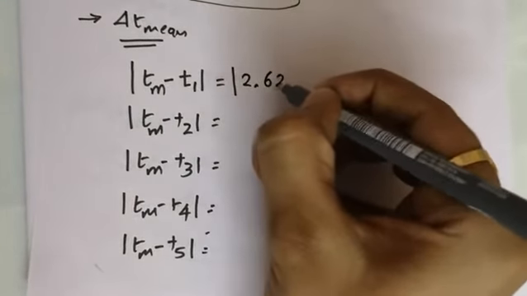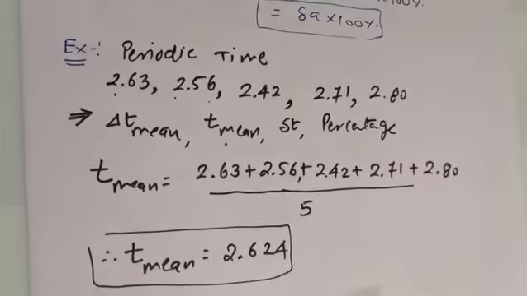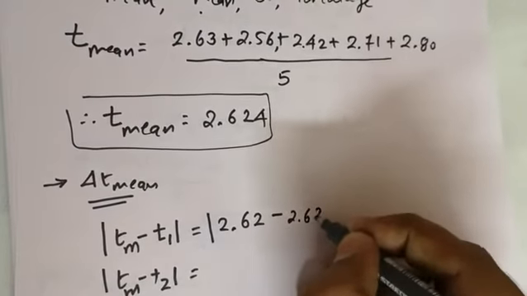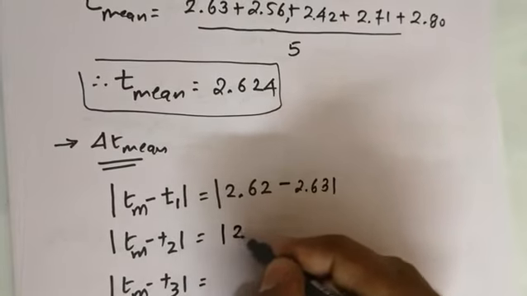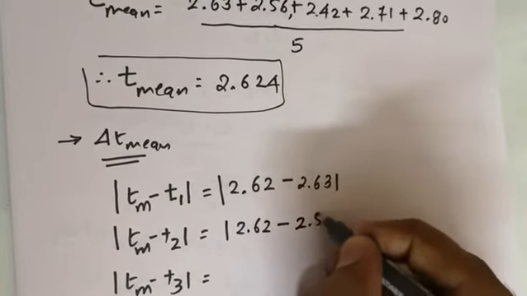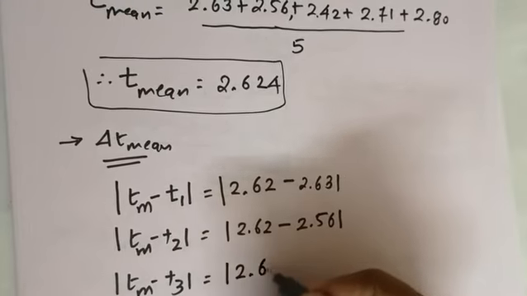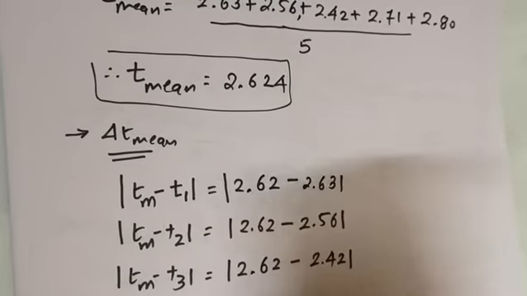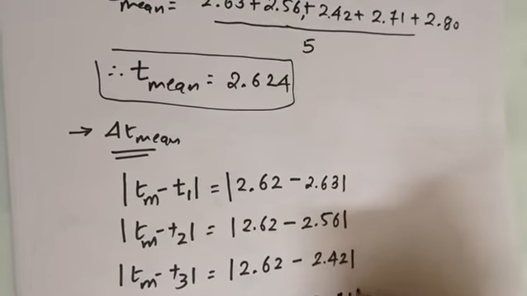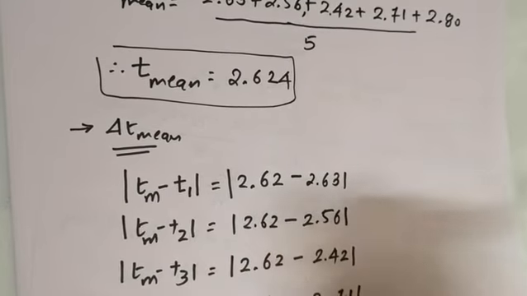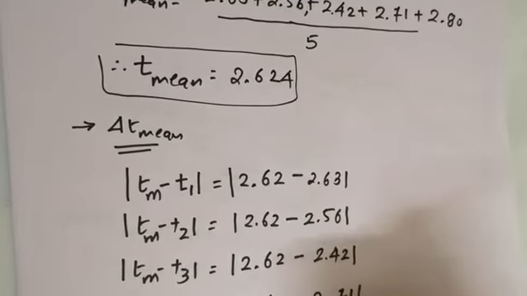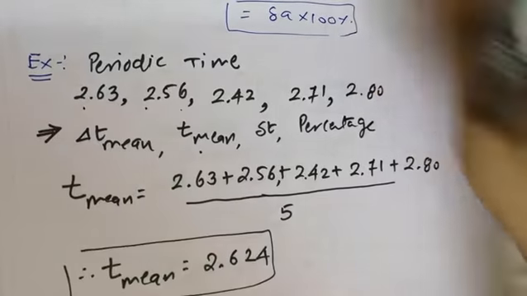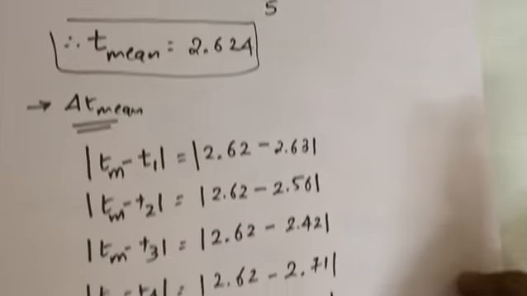So I can have t of mean 2.62 minus my initial data, which was 2.63. Next I have 2.62 minus 2.56, 2.62 minus 2.42, 2.62 minus 2.71, and 2.62 minus 2.80. You can see that after a few clips we will learn to round this off. So what I did is take all those data.